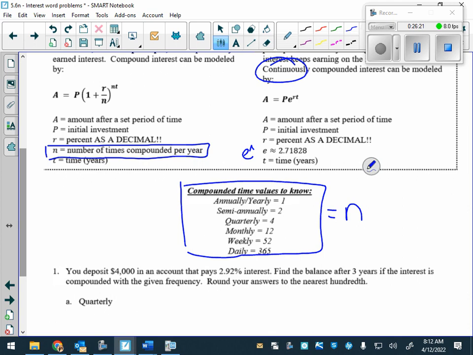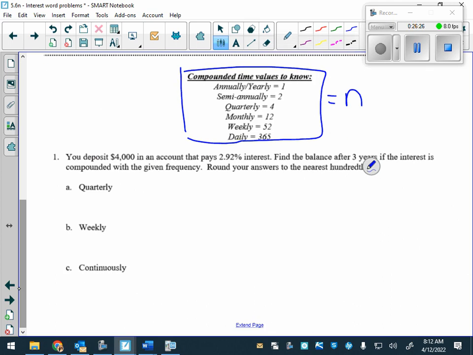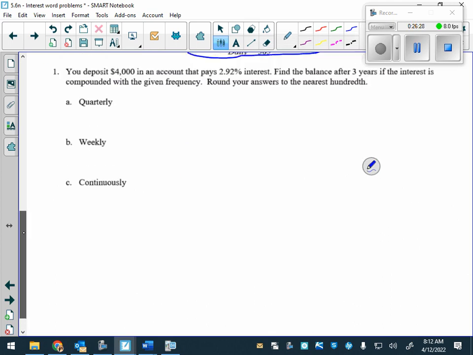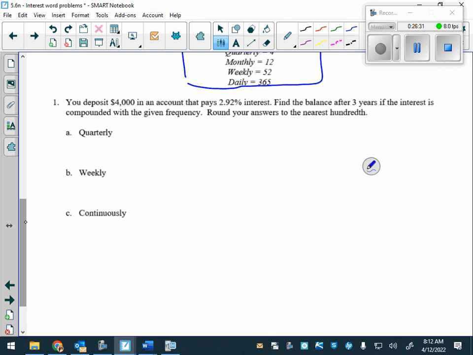I want you on this packet, please. So, let's look at an example, multiple different ways. And I'm going to go through the calculator, how to enter it, because sometimes it can be a little confusing. You deposit $4,000 in an account that pays 2.92% interest. Find the balance after 3 years if the interest is compounded with a given frequency. So, A is our ending balance. We don't know that yet. What is our initial amount?